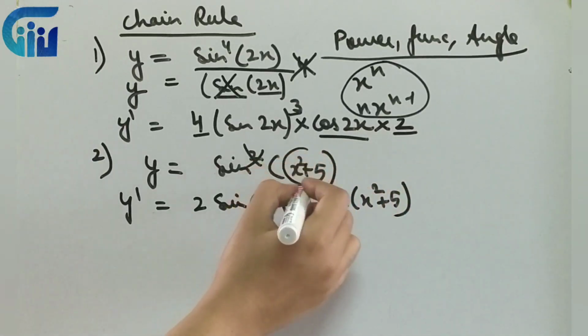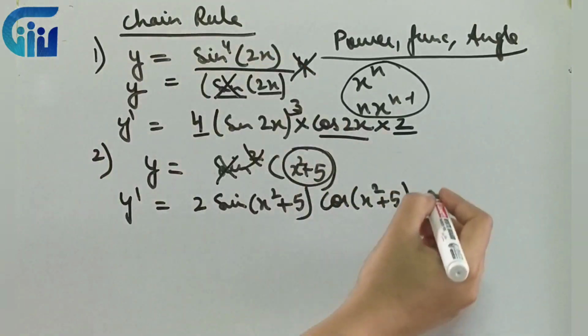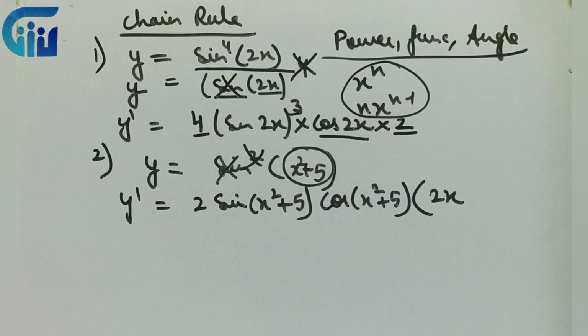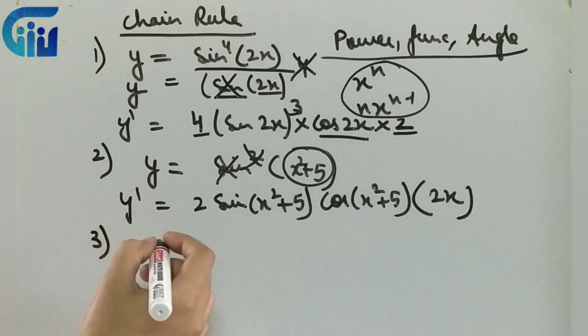Then what is the next thing? The angle. Cross it up. So angle x square, the derivative is 2x. We just now said the derivative of constant is 0. So this will be my final answer. Right? Let's move on to the next question.